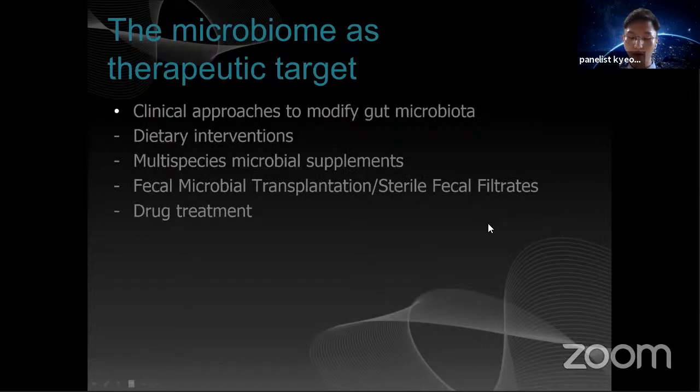Then how can we apply these approaches? There are some methods, for example, dietary interventions, multi-species microbial supplements, fecal transplantation, and drug treatment. These approaches to modify gut microbiota generally focus on depleting overabundant members or the overall microbial load. I introduce two examples that show how these approaches can be used.